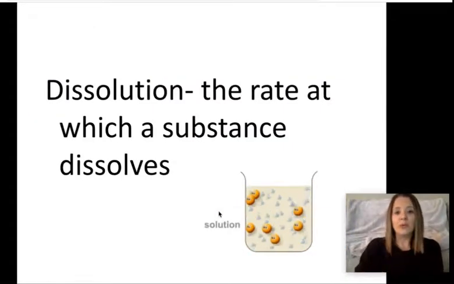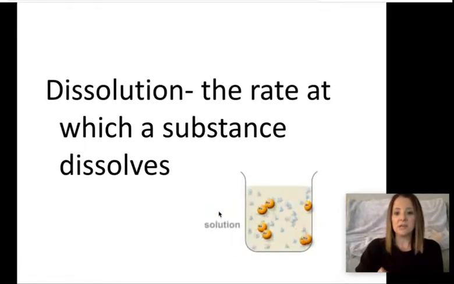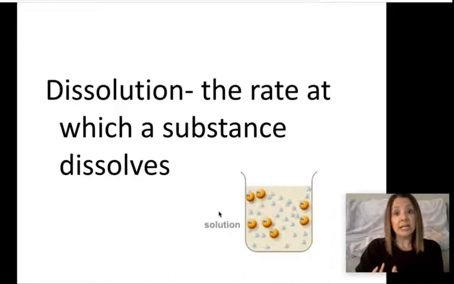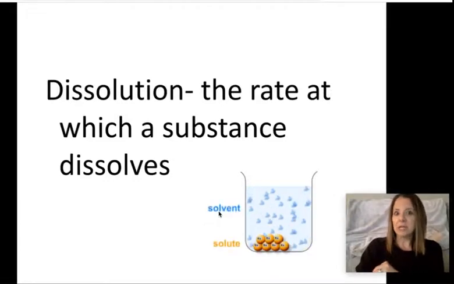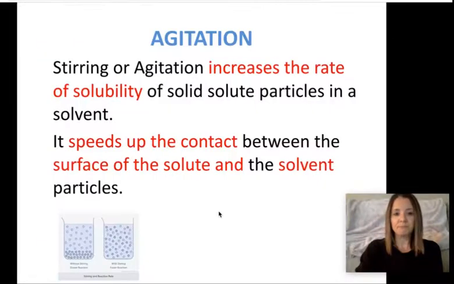Dissolution, or the rate at which something dissolves, just refers to how quickly it dissolves. So we're going to be talking about rate versus the amount, which is called solubility. So these are the different factors that affect solubility and rate of dissolving. There's surface area, stirring or agitation, there's pressure, and there's something referred to as polarity, and then, of course, temperature.